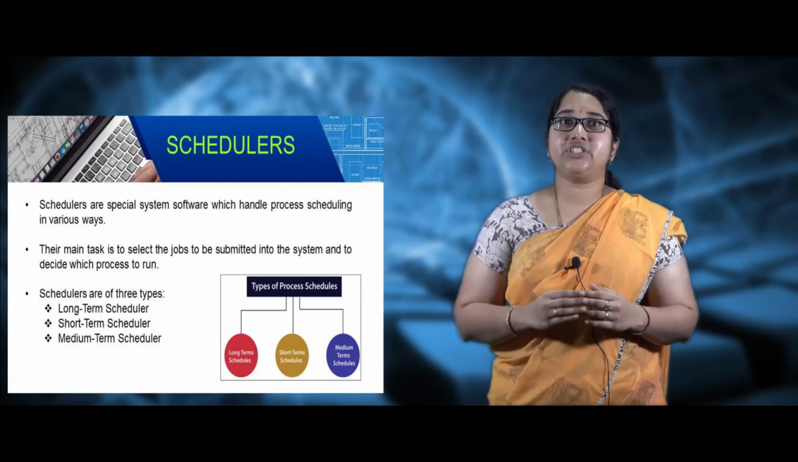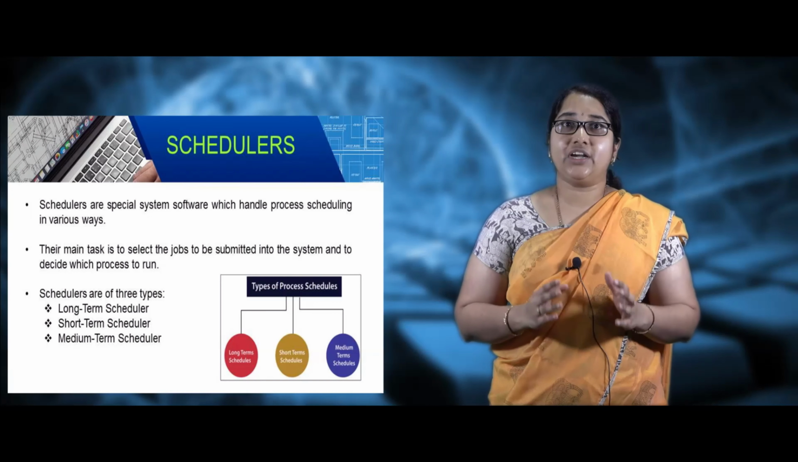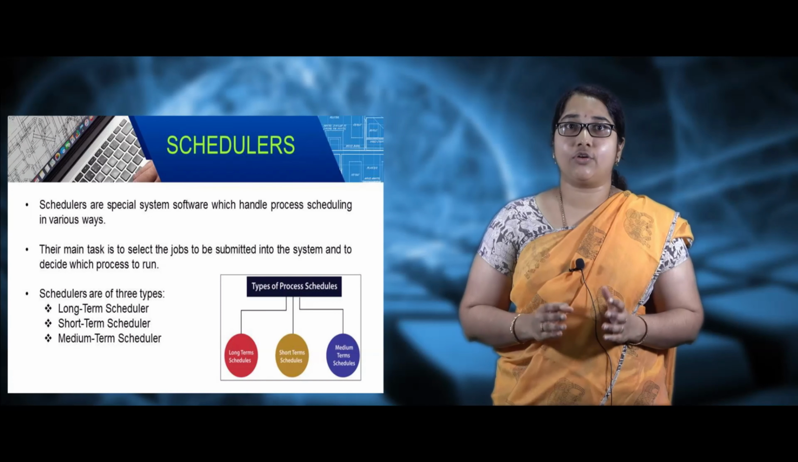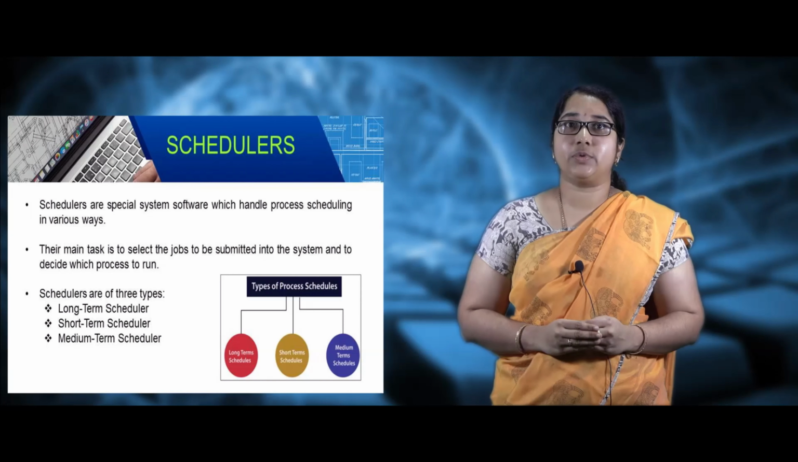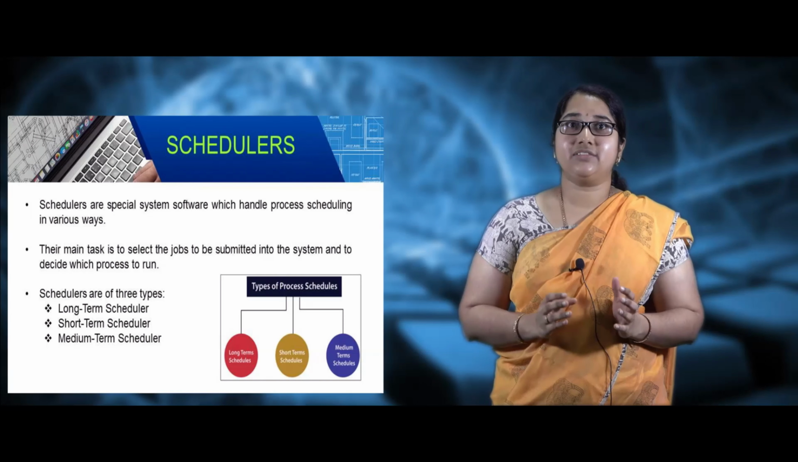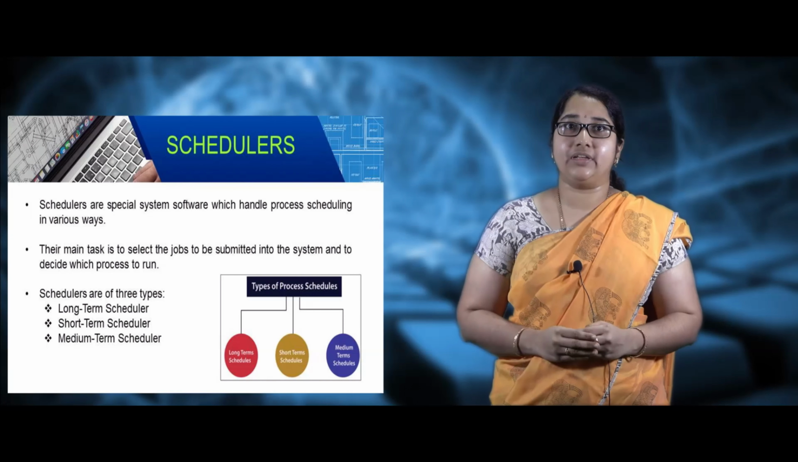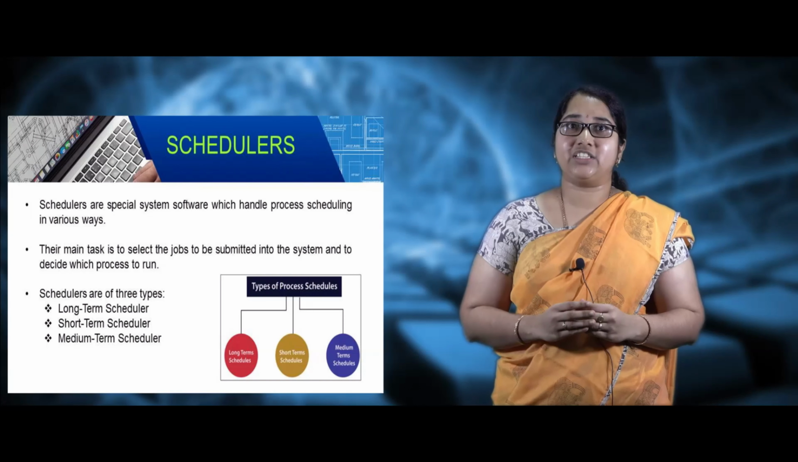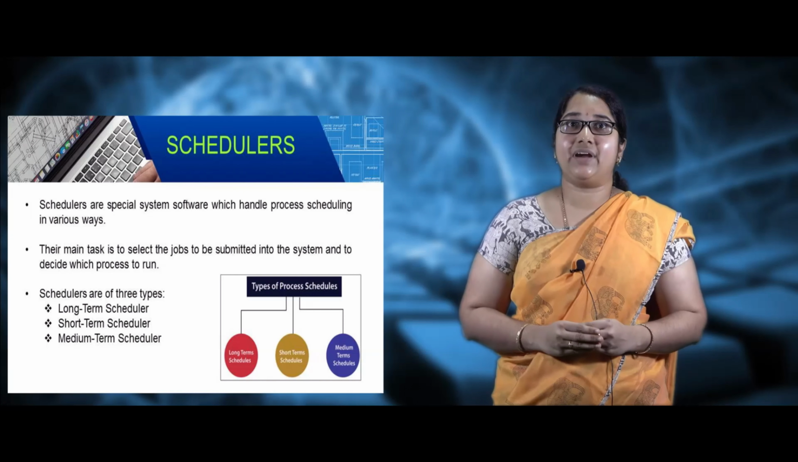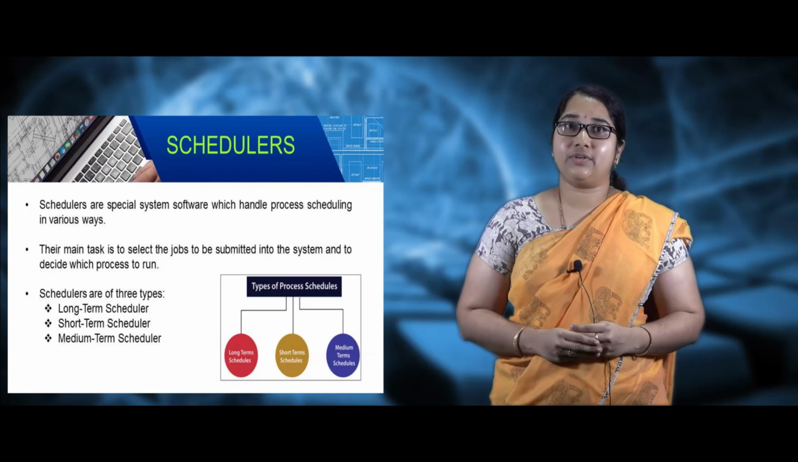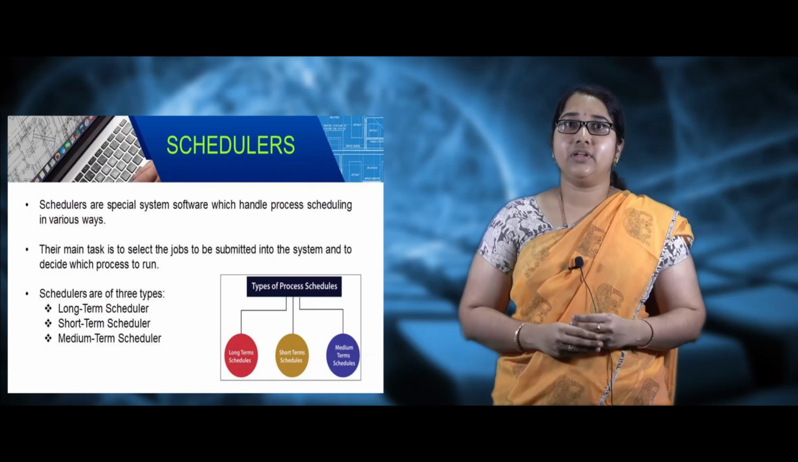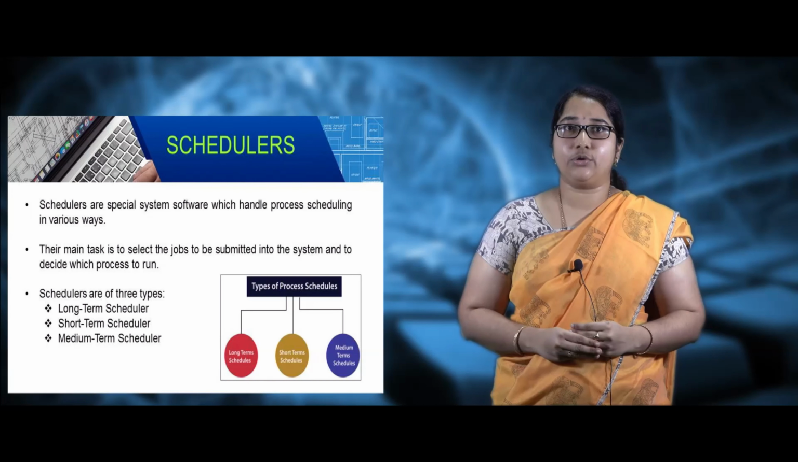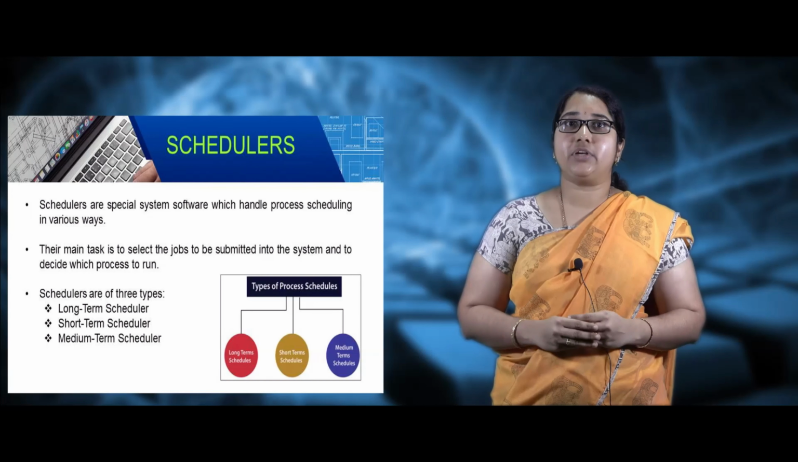Now let us see schedulers in an operating system. Schedulers are special software in the system which are responsible for handling process scheduling. The schedulers are the ones which decide which job has to be admitted into the system and which process has to be run. The schedulers are mainly divided into three types. The first one is the long-term scheduler, the second one is the short-term scheduler, and the third one is the medium-term scheduler.